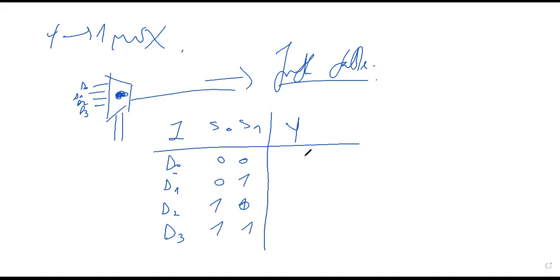My output here, when the selector is D0, will be D0. Here it will be D1. Here it will be D2. Here it will be D3. All these outputs are ones. Or I can do this. Output 1, 1, 1, 1.